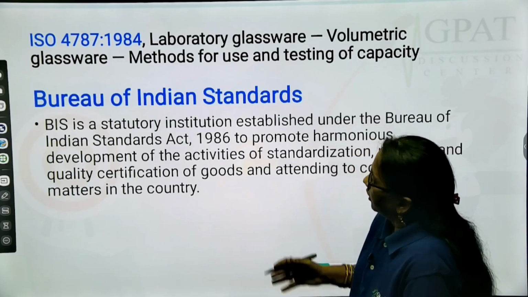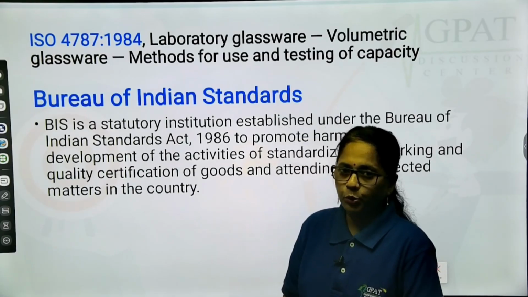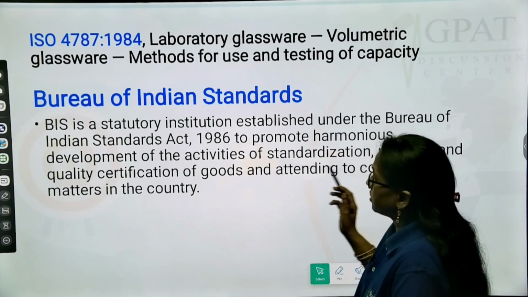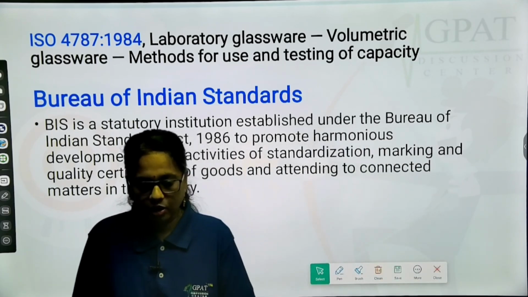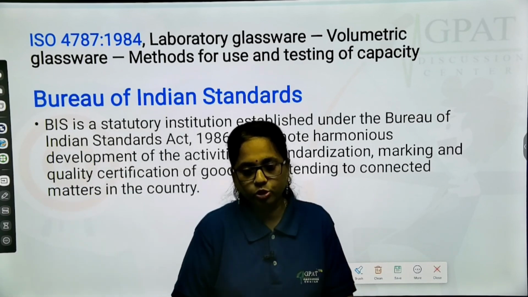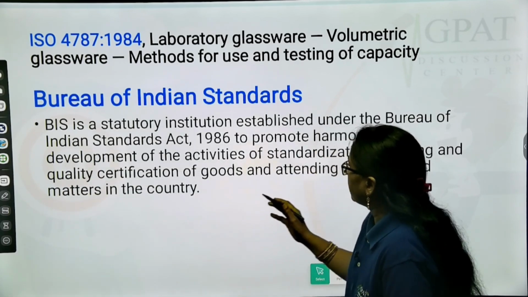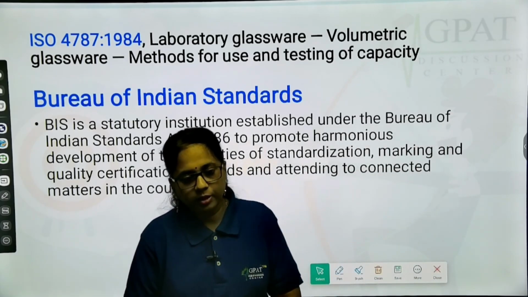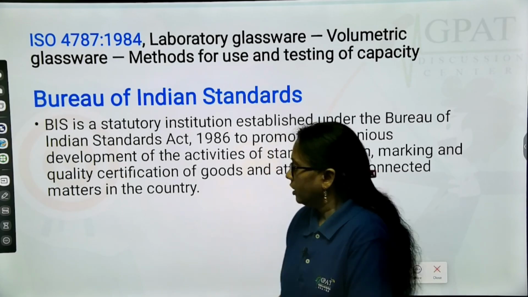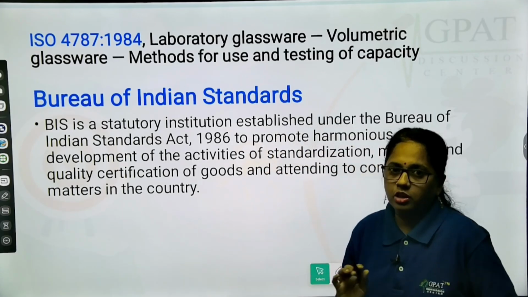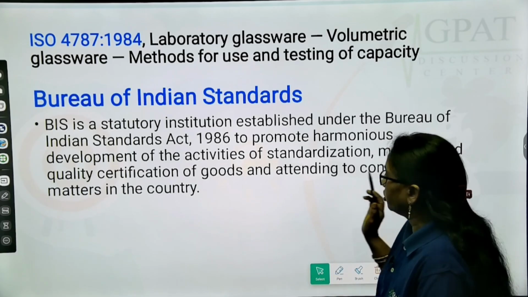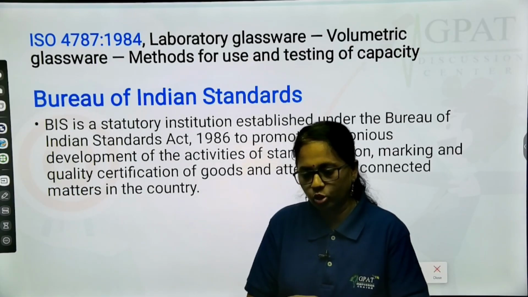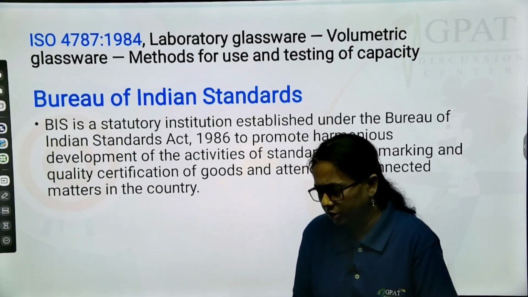Okay, so coming to our Indian standards. BIS, Bureau of Indian Standards, is a statutory body which is established under the Bureau of Indian Standards Act 1986, which is majorly promoting the harmonious development of all the activities related to standardization, so that the quality of the product is going to be assured for the people. Okay, so all the certifications are also going to be done for all the goods and connected matters. Not only the glassware, they maintain the hallmark in gold also; like that they follow in so many areas.